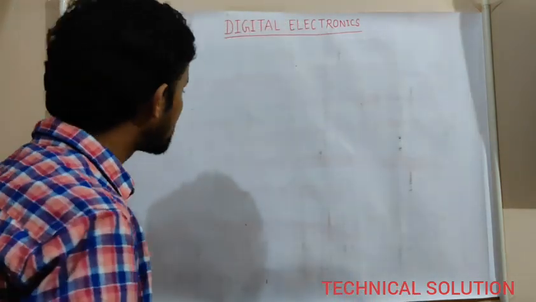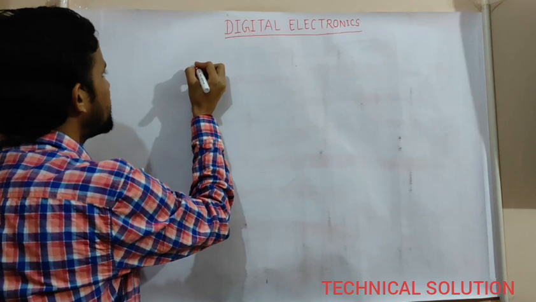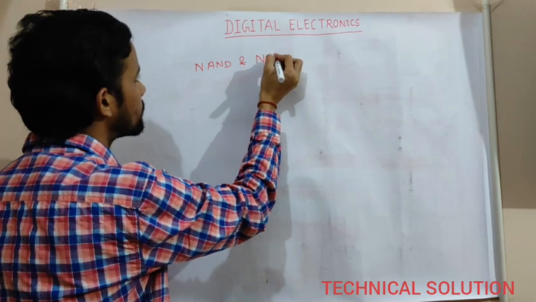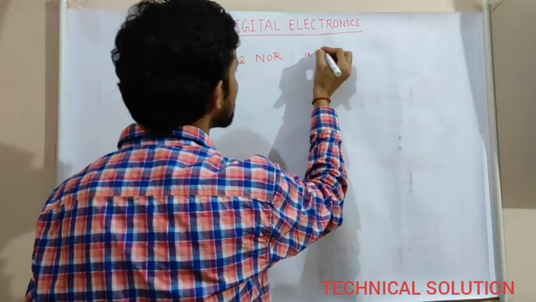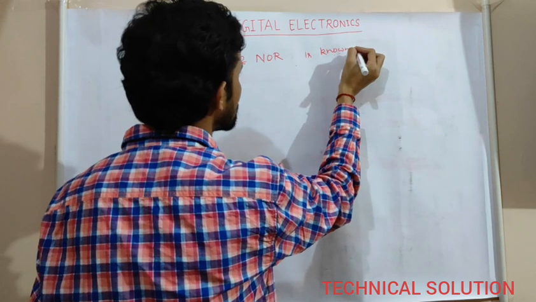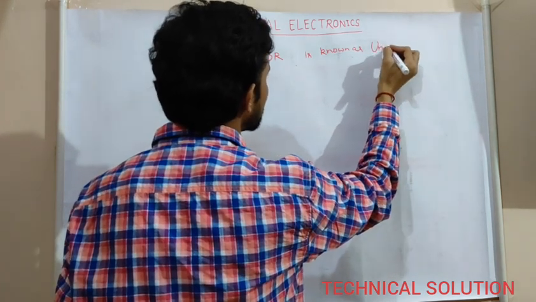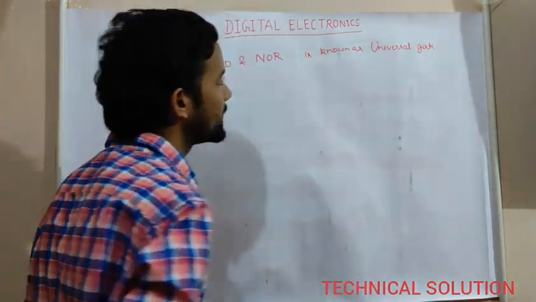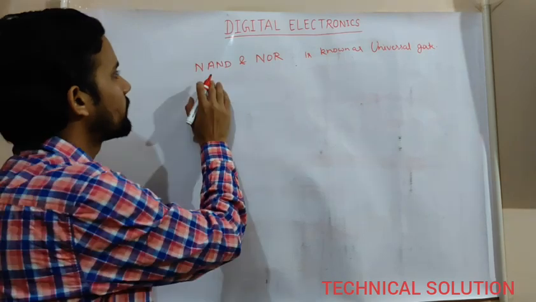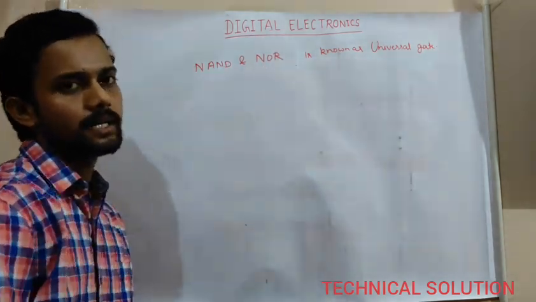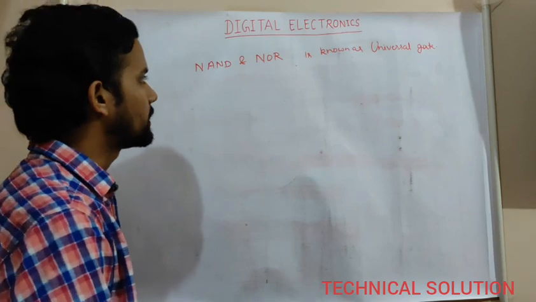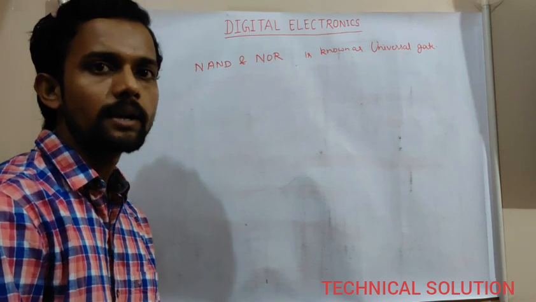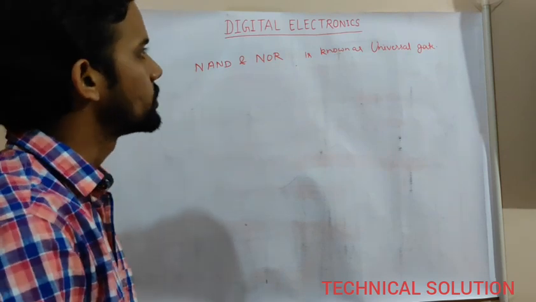In logic gates, NAND and NOR are known as universal gates. Why are they known as universal gates? Because with the help of NAND and NOR, we can realize any gate, that is NOT gate, AND gate, OR gate, XOR gate, XNOR gate. Any gate we can realize with the help of NAND and NOR gate. That's why they are known as universal gates.